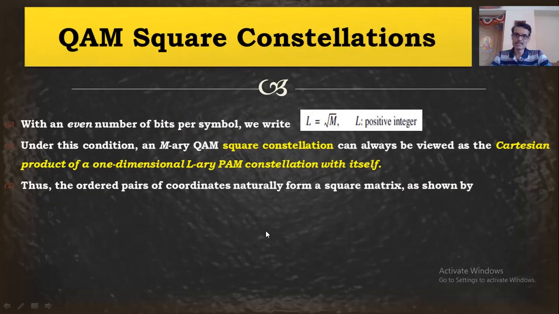Now just consider again, I have an even number of bits per symbol. That even number of bits may be 2, maybe 4, maybe 6, maybe 8 or whatever, right? The number of bits we consider for a particular symbol. And let us say we write L is given by the root of M. If M is equal to 4, I start with 4 because only M greater than or equal to 4 is considered. If M is equal to 4, L equals 2.